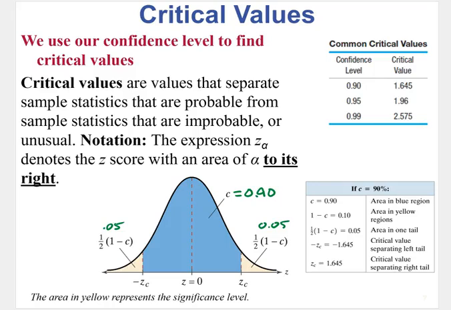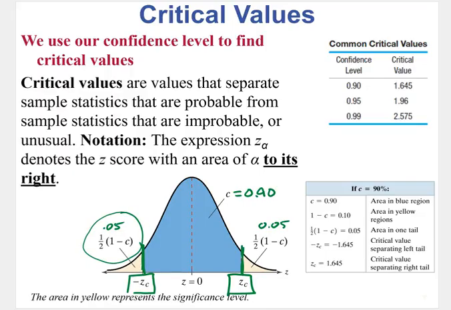Once we have that, we can calculate the critical values. These z's right here, those boundaries that separate the probable from the improbable, are what we call the critical values. And we can find the one on the lower end especially easily, because we know the area here is 0.05.